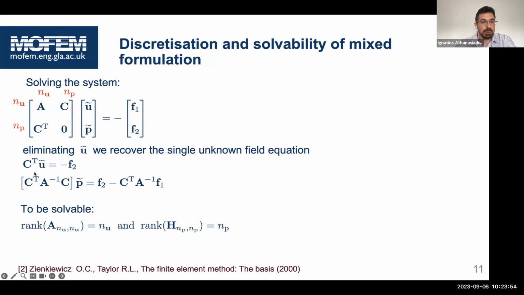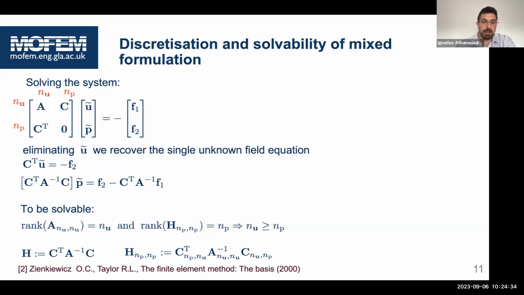So in order to be solvable, we want A to have a rank equal to the number of rows and columns because it's a square matrix. When the rank is equal for a square matrix to the number of rows and columns, it means that it's invertible. And more about rank is going to be discussed in a bit. And also the rank of H, where H is what is within these brackets, has also to be equal to NP, because if we do a dimension analysis here coming from the multiplication, we see that eventually H has the number of rows and the number of columns equal to the number of degrees of freedom of the pressure field.